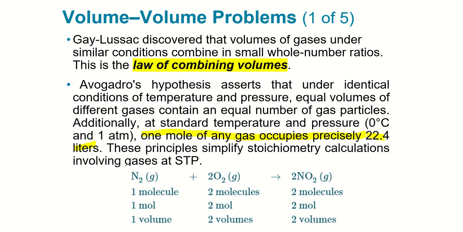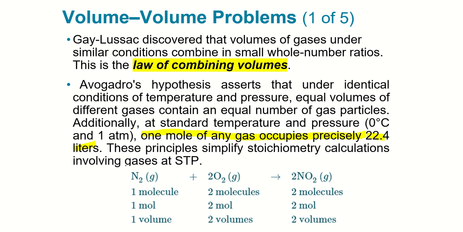This is the easiest part of stoichiometry, when we start with volume and we ask you for the final volume. And the reason this is the easiest is because Gay-Lussac discovered that volumes of gases under similar conditions combine in small whole number ratios. This is the law of combining volumes.